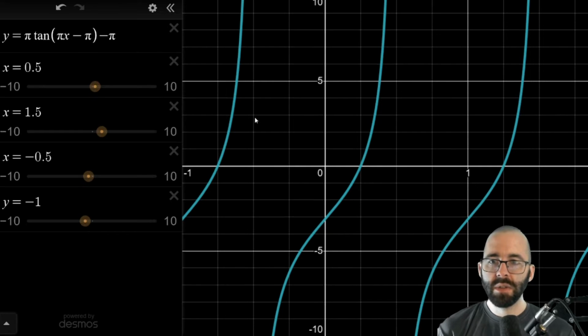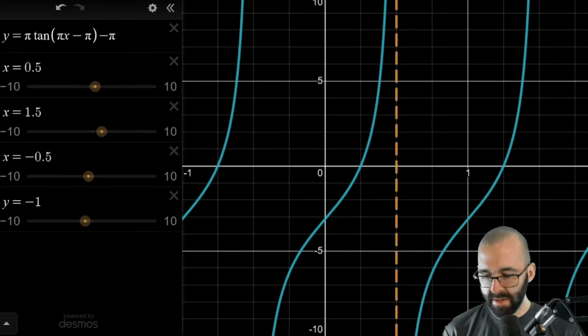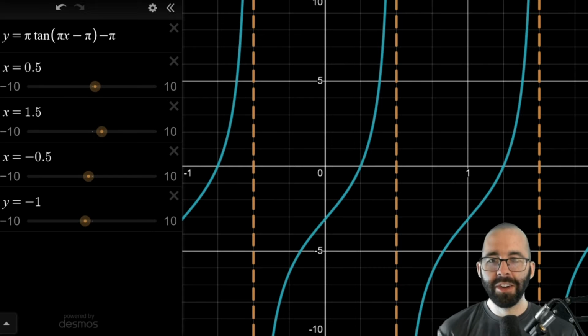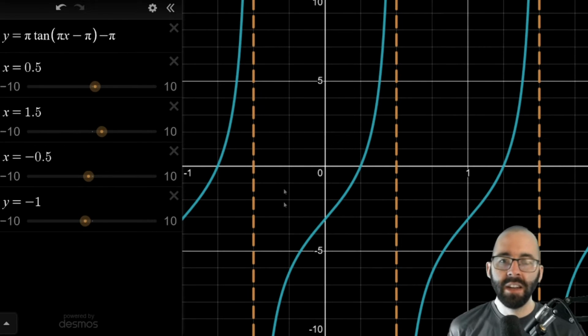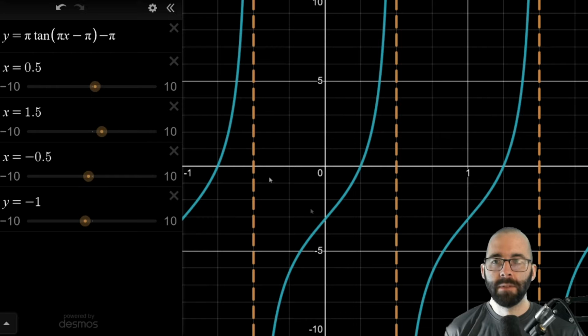Our asymptotes seem to be at negative 1/2. Actually, it seems to be at these ones, right? They're already ready for me right here. Okay, and then there seems to be a vertical shift as well. Well, we know there's a vertical shift, right? We know it's negative pi.